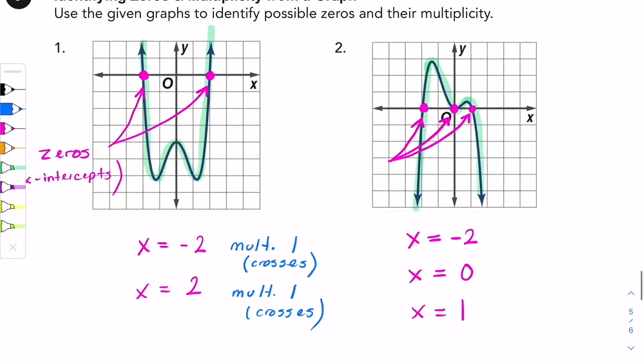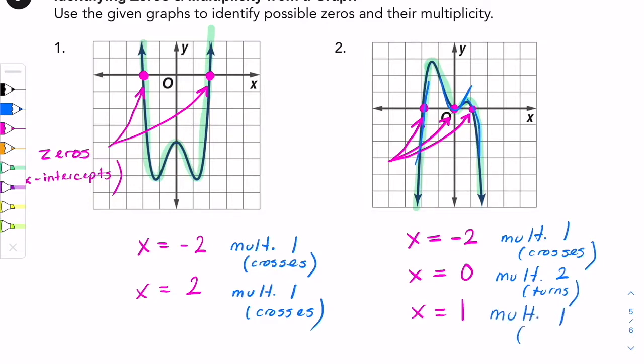So at -2, we're crossing through the x-axis. We're going to say multiplicity 1 because it crosses. At 0, the graph bounces. So we're going to say multiplicity of 2 because it bounces, or I'm going to say turns. And at 1, it crosses through again. Multiplicity 1.